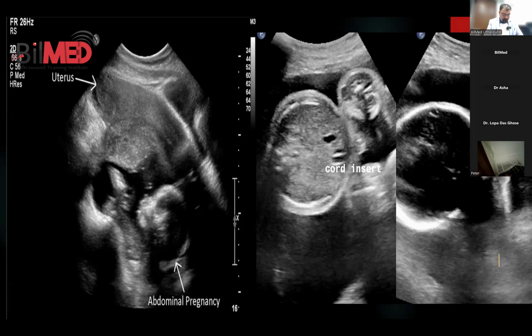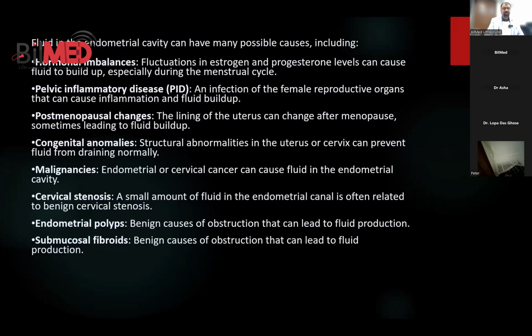Now, next question is how to do the differential diagnosis of fluid in an endometrial cavity. Now, see, what can be the causes of fluid in the endometrial cavity? First is hormonal imbalance.